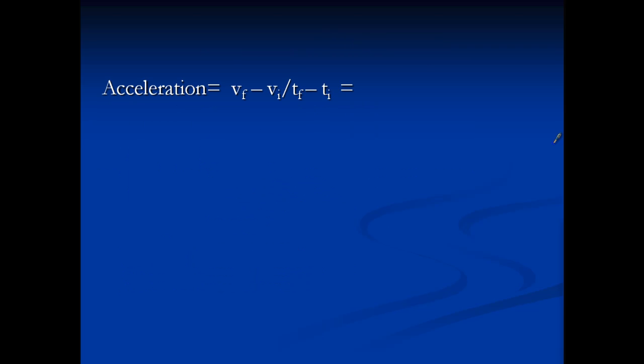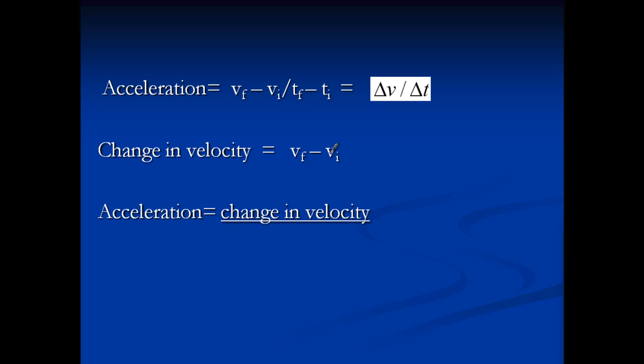So acceleration is your change in velocity over your change in time, or delta v over delta t. Change in velocity is represented by the final velocity minus your initial velocity. So here is another kinematics equation for you. Your average acceleration equals change in velocity over change in time.